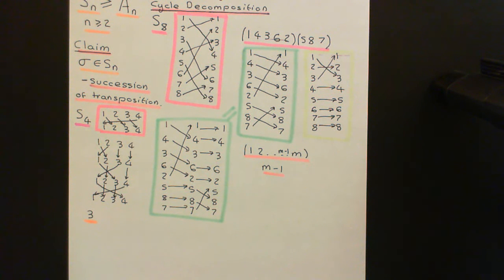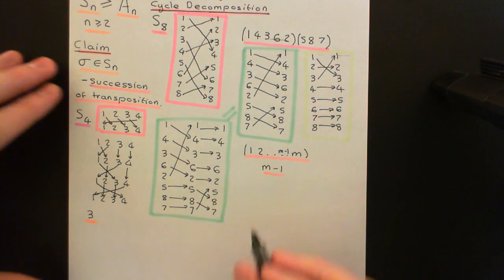Now, here comes the big topic that this entire video is now going to be about. The question is this: is this decomposition into transpositions unique? Okay, is it unique? Is there only one decomposition into transpositions that you can do? Well, of course the answer is no. And let me give you a very simple example to show that.